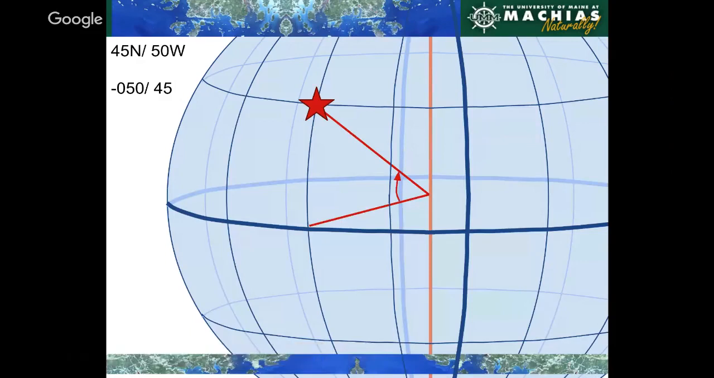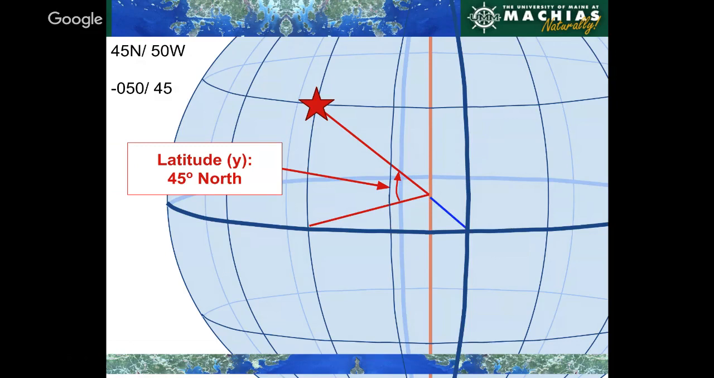So that's your latitude, is that angle. When you hear latitude expressed in degrees, that's what it means. So our latitude in this case is 45 degrees north, and it's our y coordinate.